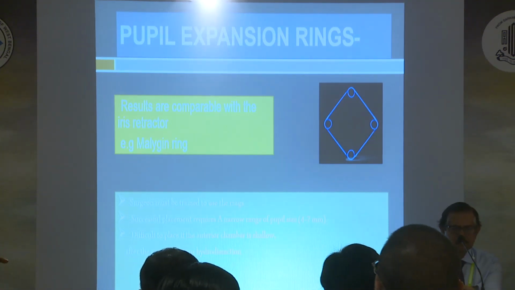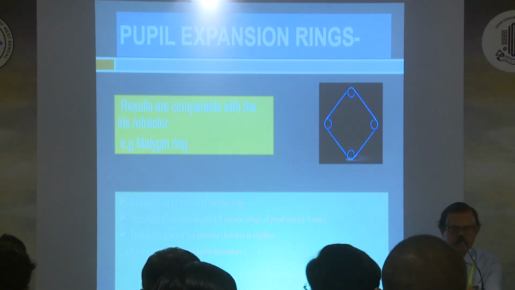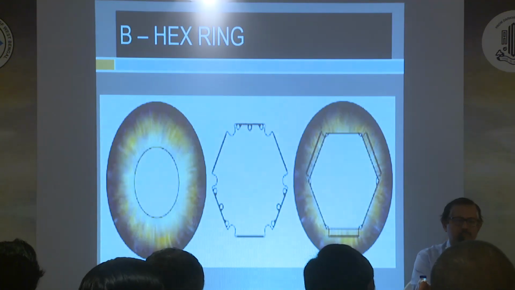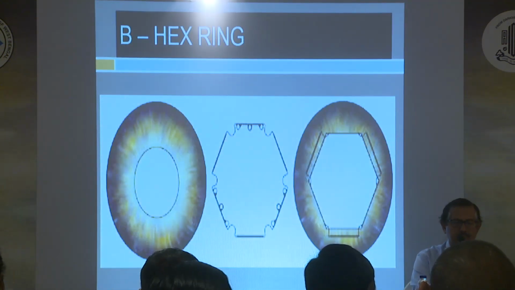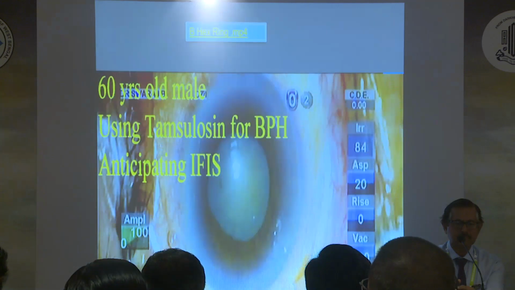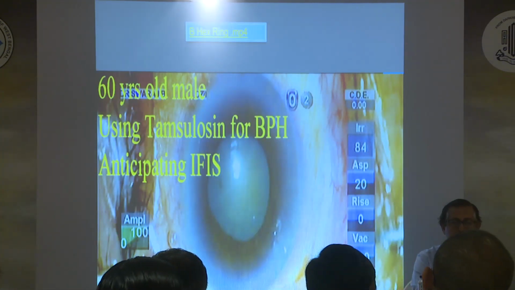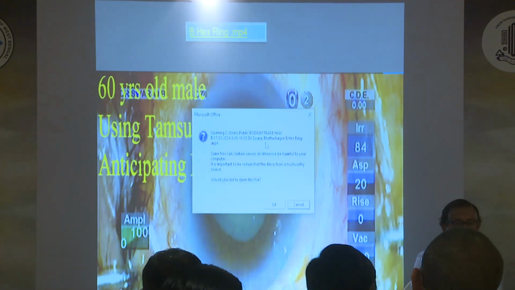Successful placement requires a narrow range of pupillary size and is difficult if the anterior chamber is very shallow, after the capsulotomy and hydrodissection. Now the present choice is the BHAX ring, where I'm just showing an example: a 60 year old male using tamsulosin. We are anticipating IFIS in this case.